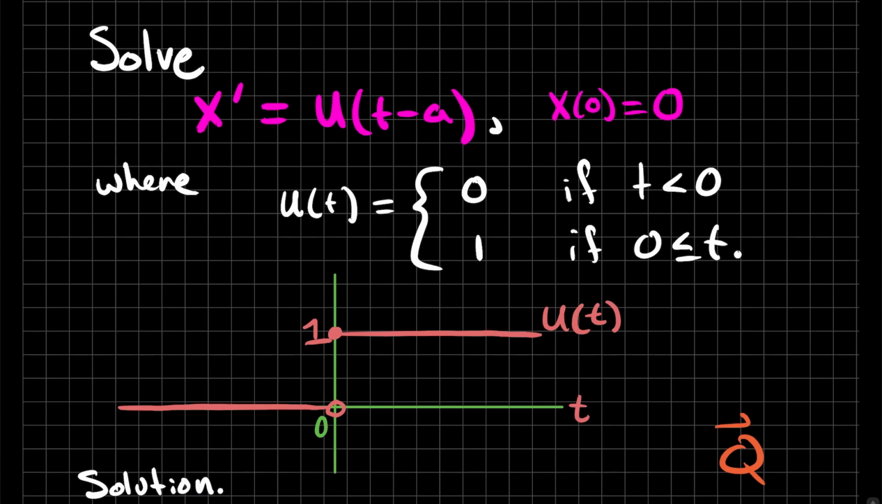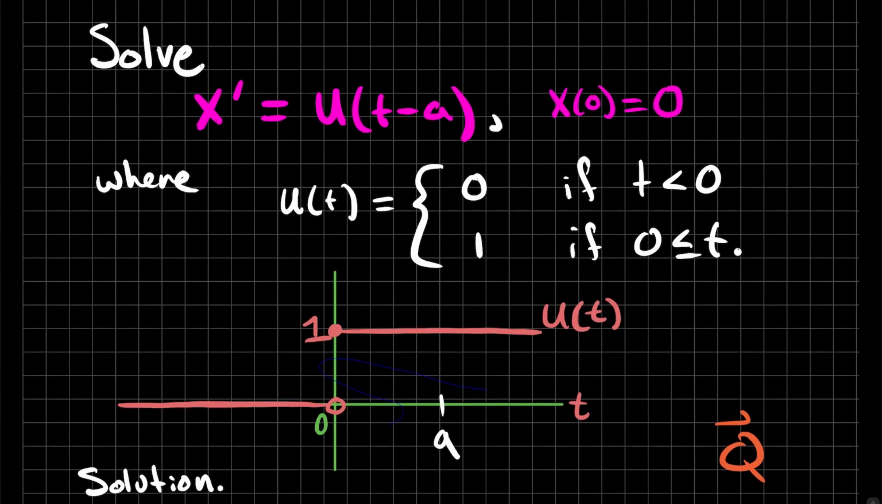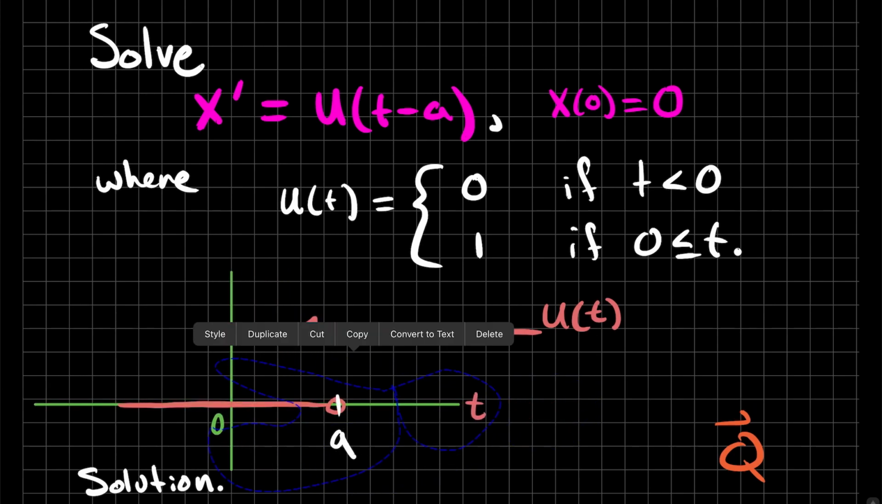So when we shift it by a, let's imagine that a is somewhere here. All we're doing is just shifting the entire graph. So this is what we're looking at. So let's go ahead and solve this ODE. Let's see what we get. And let's see how the Laplace transform is useful.